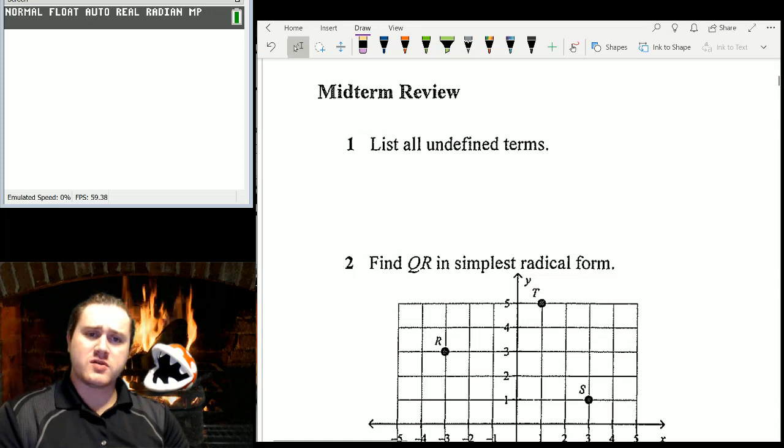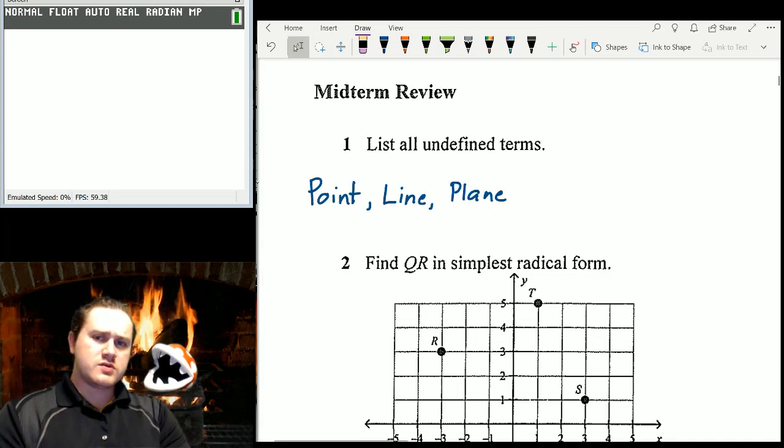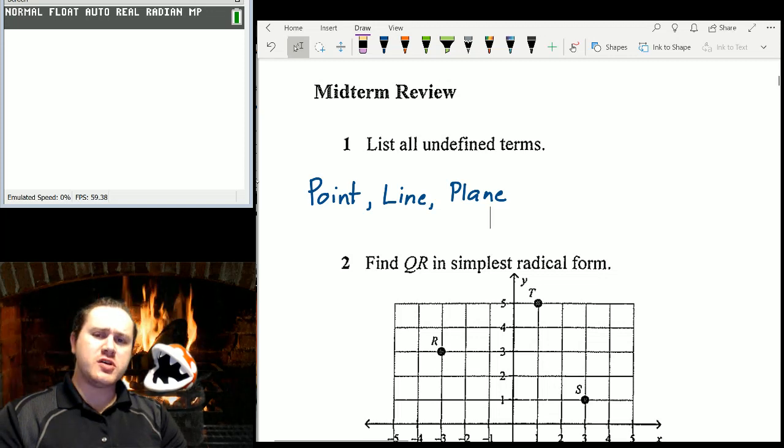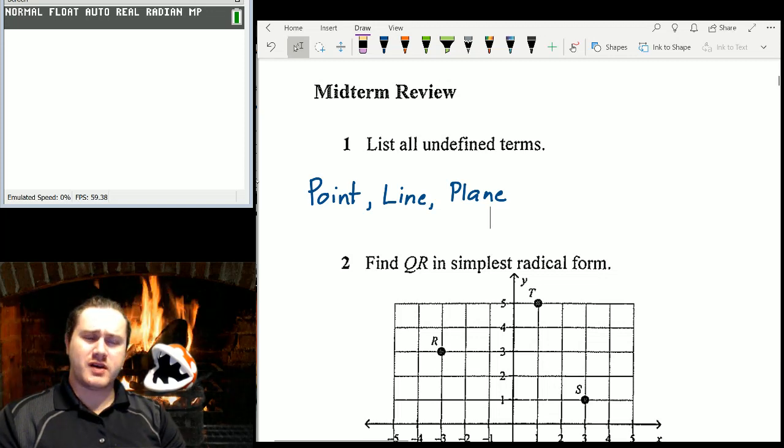On our very first question it says list all undefined terms. So there's 3 undefined terms in geometry. Those terms are point, line, and plane. Be familiar with these terms because this is going to be a very easy question that is on the test that you might not want to miss.